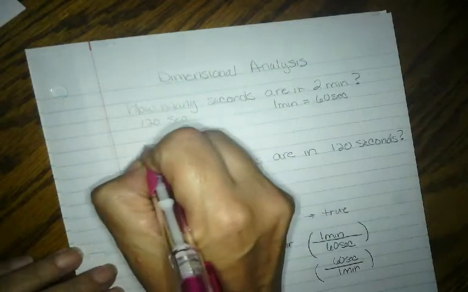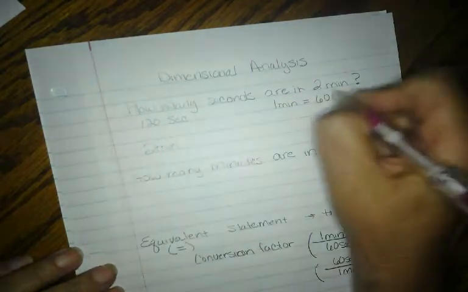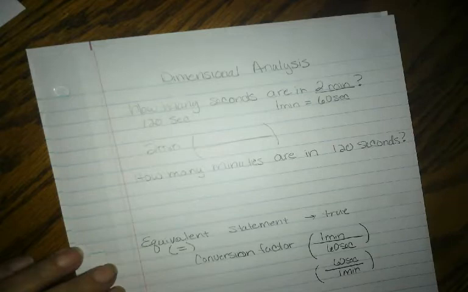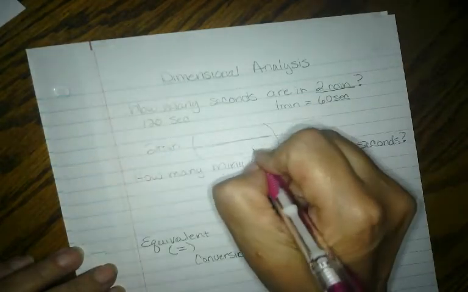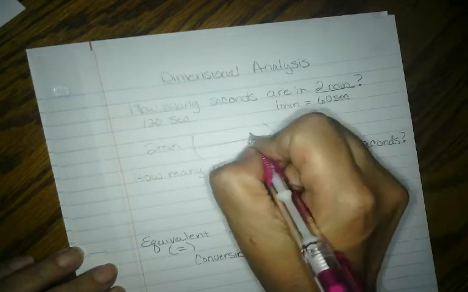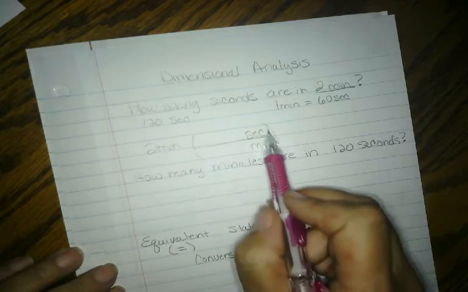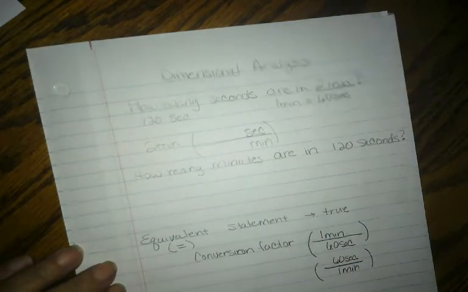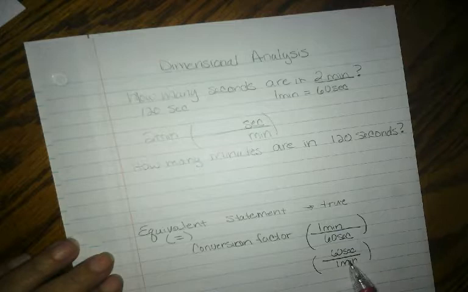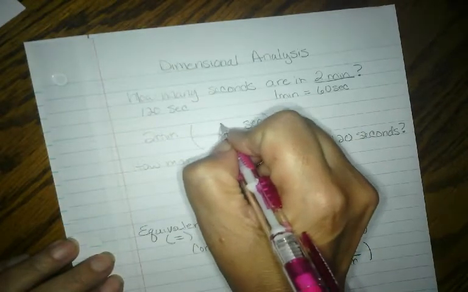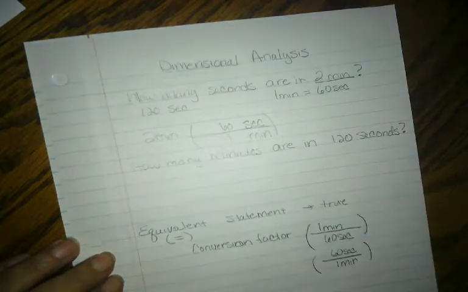So let's take our problem. We write down our given. We were given 2 minutes from this question, okay? And now, that is a conversion. I don't want minutes anymore, so I'm going to take that unit and put it on the bottom, and I want to go to seconds. And now, this is my conversion factor. This is a true statement. Okay, we need to use 60 seconds is 1 minute.